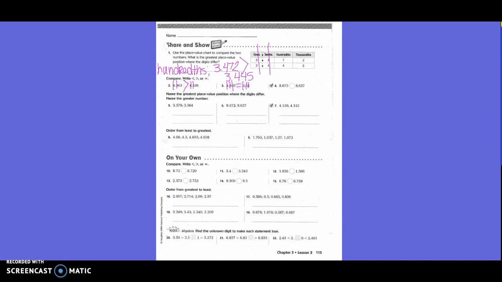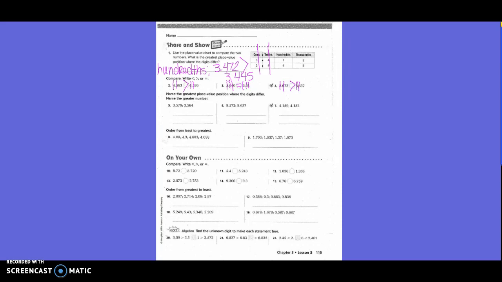8 and 673 thousandths compared to 8 and 637 thousandths. Let's start marking them off. Are my 8s the same? Yep. Are my 6s the same? Yep. Are my 7 and my 3 the same? Nope. So 8 and 673 thousandths is greater than 8 and 637 thousandths.